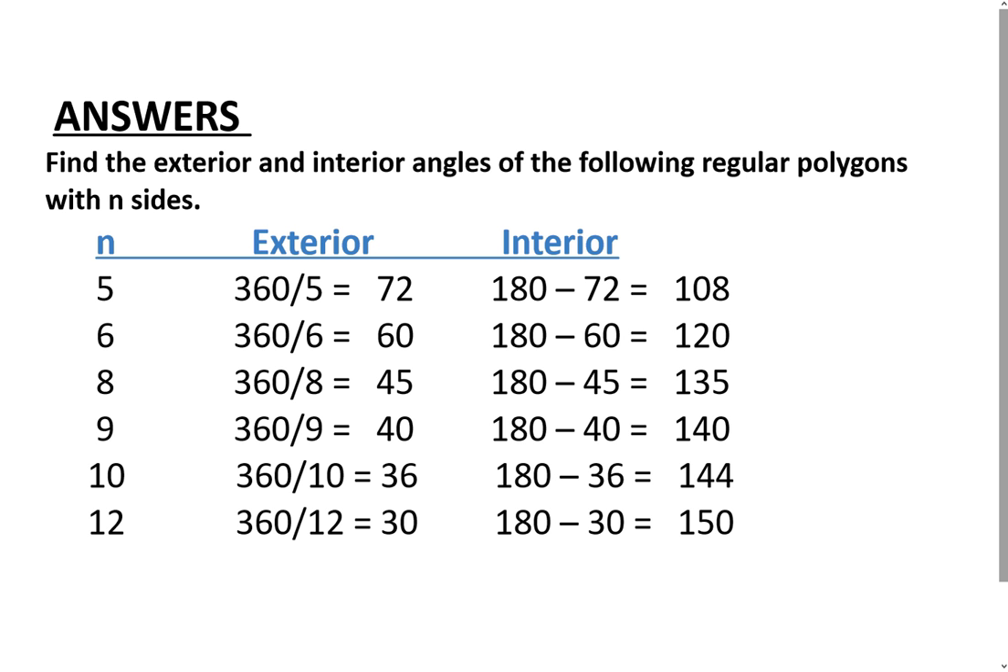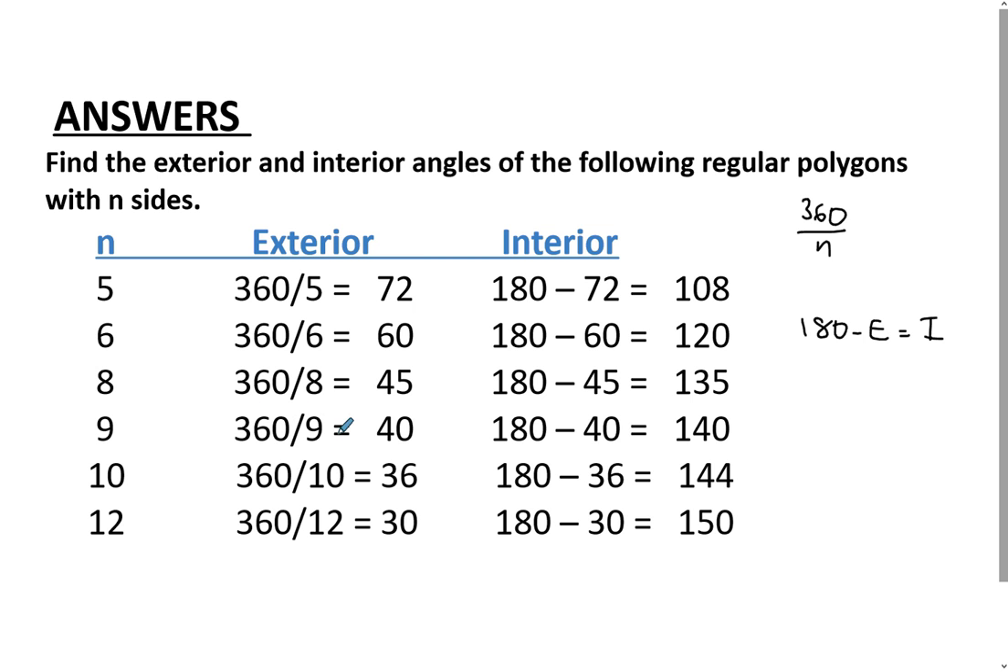So your exterior angle is 360 divided by 5, which is 72. And then your interior angle is 180 minus the 72 is 108. Exterior angle, 360 divided by the number of sides, which is 6. And then you get 60. And you know 180 minus your exterior angle will give you your interior angle. 360 divided by 8 is 45, and then 180 minus 45 is 135.